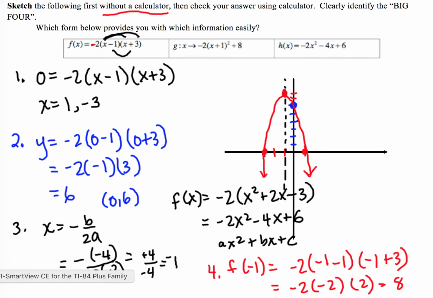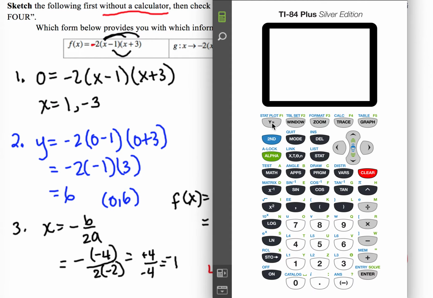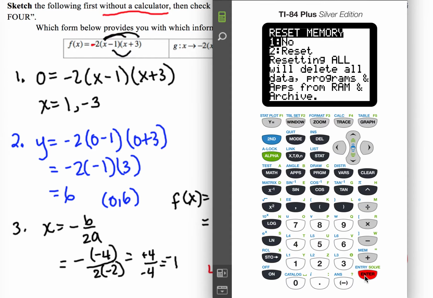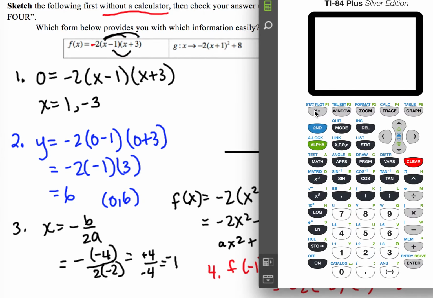So now to do this on the graphing calculator, I'll show you how we can set that up here and find our values there. So remember, let's reset all really quick, second memory, so we have the same screen and the starting graph. So if I go to y equals, I can put in a negative 2 parenthesis x minus 1 end parenthesis x plus 3 end parenthesis and hit graph.